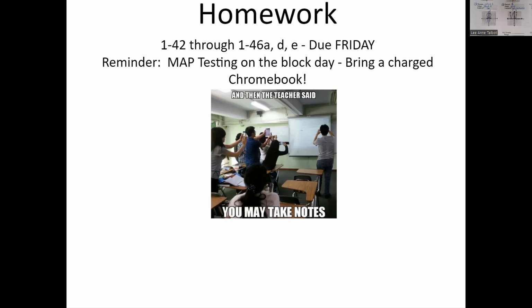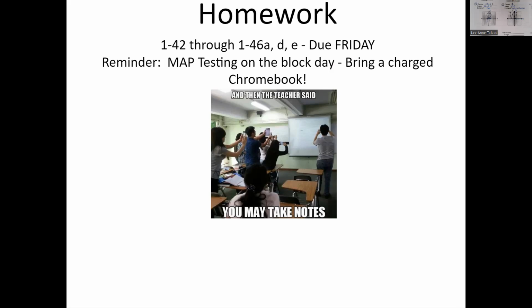Tomorrow's not Friday though. That's because we have math testing tomorrow. So this is your reminder to bring a charged Chromebook tomorrow for the math test. You won't have additional homework on the block day. You just have the math test. Your homework's not due until Friday. So it's a trade-off. You have to do the math test, but you only have one homework assignment.